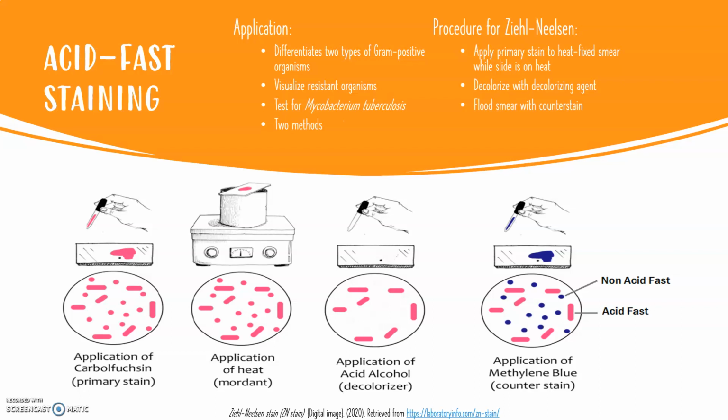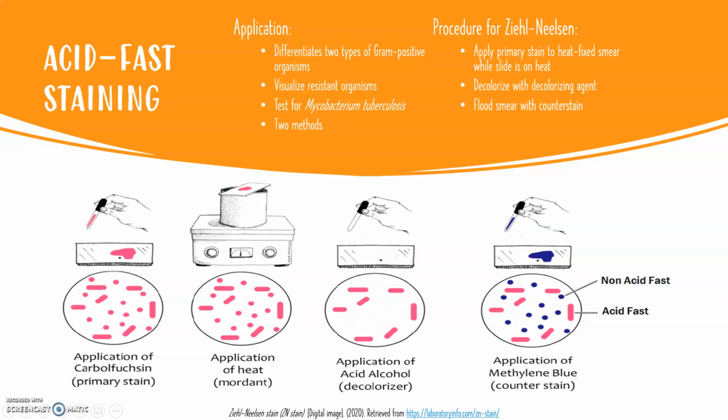And then the decolorizing agent, which in this case is acid alcohol, will be added to the slide to remove any excess primary stain from the slide. And then you will place the slide back on the heating element and add the counterstain, methylene blue or brilliant green, to stain the cells that did not retain the carbolfuchsin.